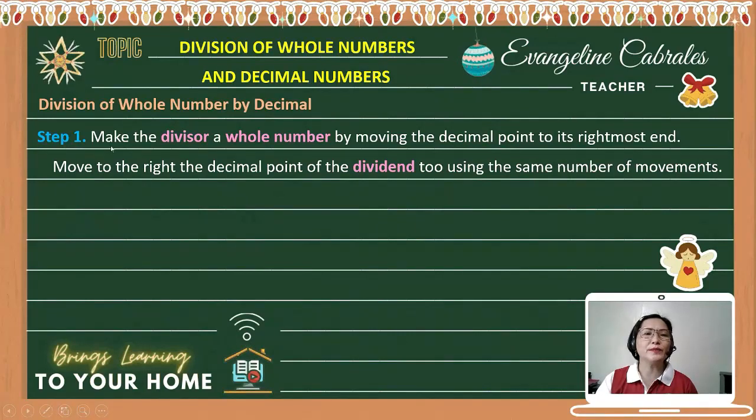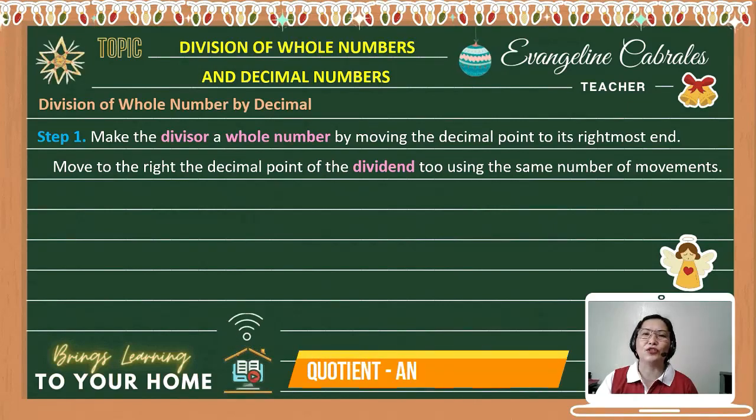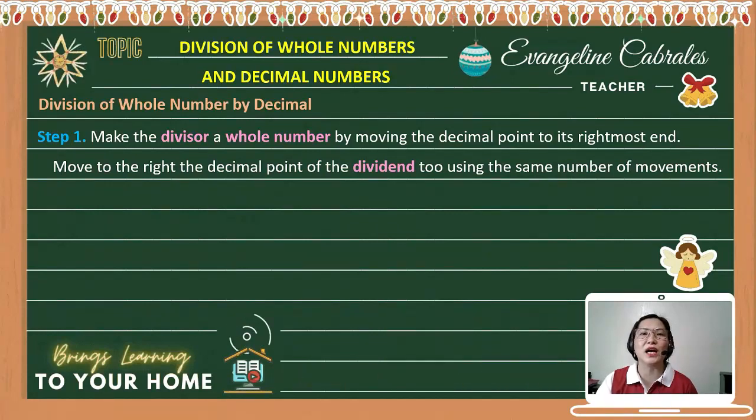For step 1, make the divisor a whole number by moving the decimal point to its rightmost end. So, dapat alam nyo sa division kung ano yung divisor at kung ano yung dividend. Sa decimal, sa division, ang sagot ay tinatawag na quotient. At yung mga numbers na involved sa pagdi-divide ay ang divisor at ang dividend. I-emphasize ko mamaya kung ano yon.